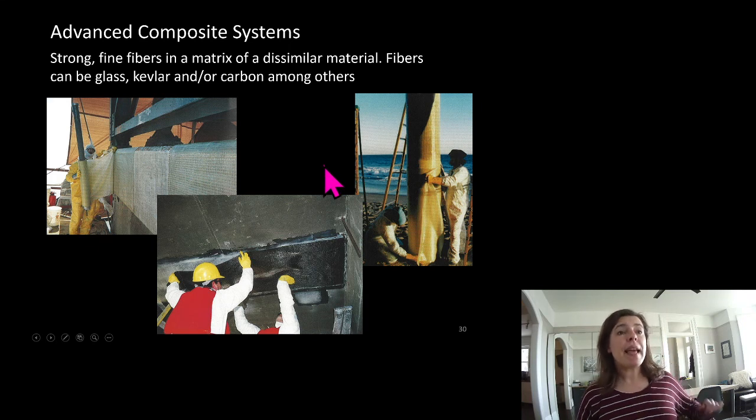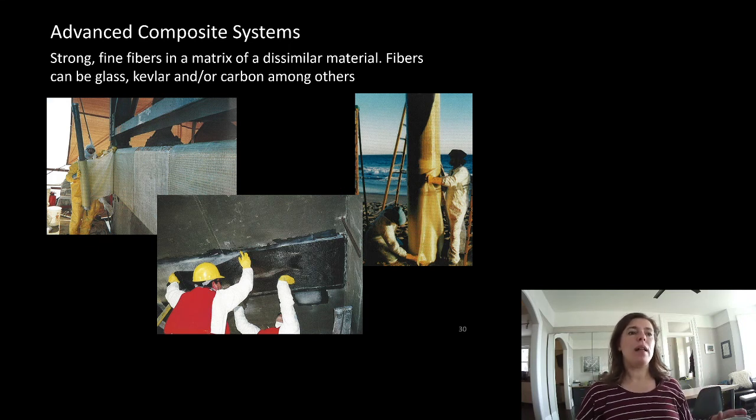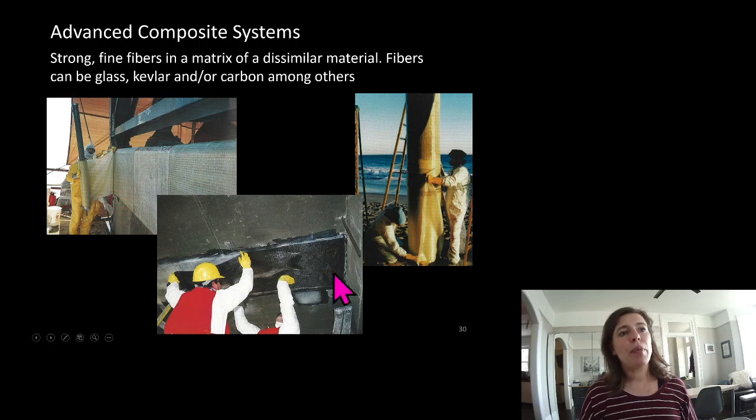And you can have advanced composite systems as well. So this would be something like a Kevlar fiber or carbon fiber, which is very, very strong. But it's super thin, and it is not very stiff in compression. So you can see that we wouldn't want to make a Kevlar column, and it's very, very expensive.